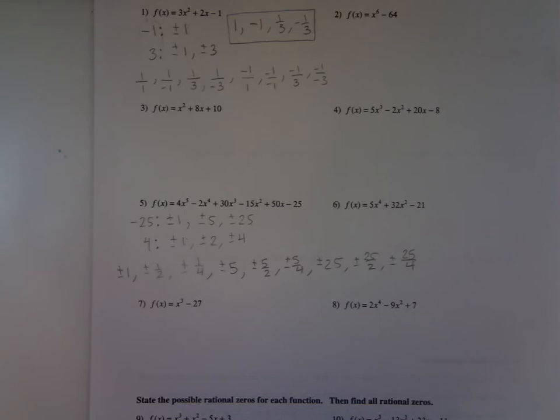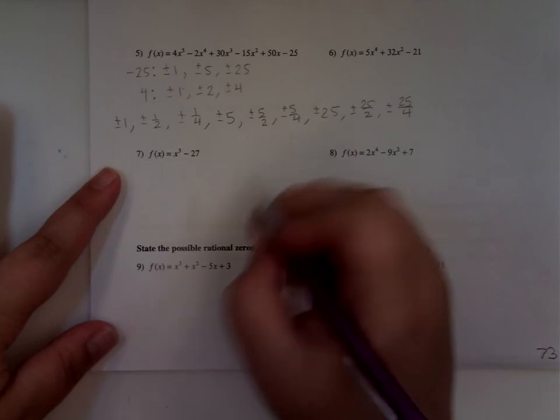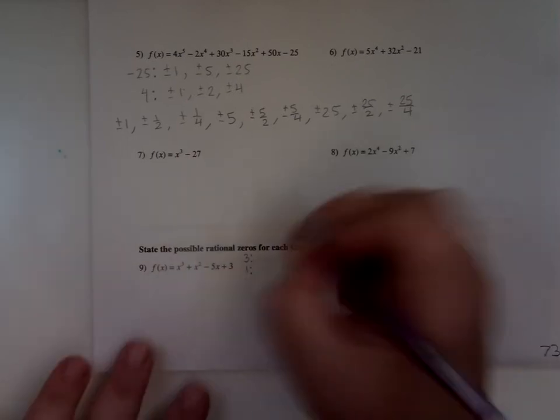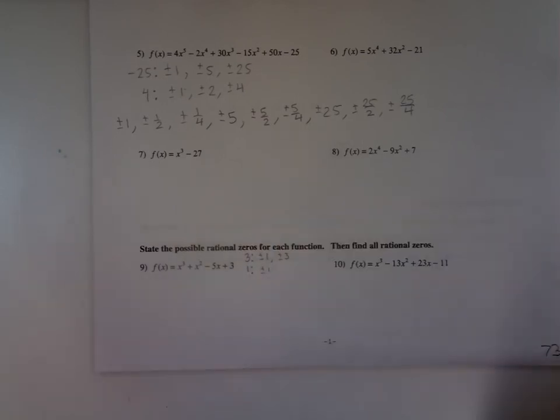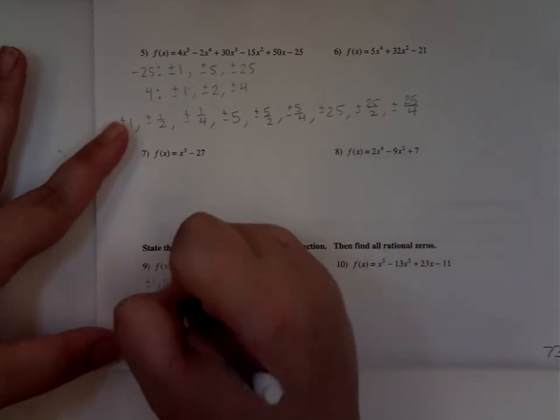Okay, so let's look at number 9. State the possible rational zeros for each function and then find all of the rational zeros. So what we're going to do is we're going to use this rational root theorem, and we're going to use it in conjunction with the remainder theorem. So we've got 3 and 1 as so. Factors of 3: plus and minus 1, plus and minus 3. Factors of 1: plus and minus 1. So our possible rational zeros are plus and minus 1 and plus and minus 3. So what we're going to do is we're going to evaluate.